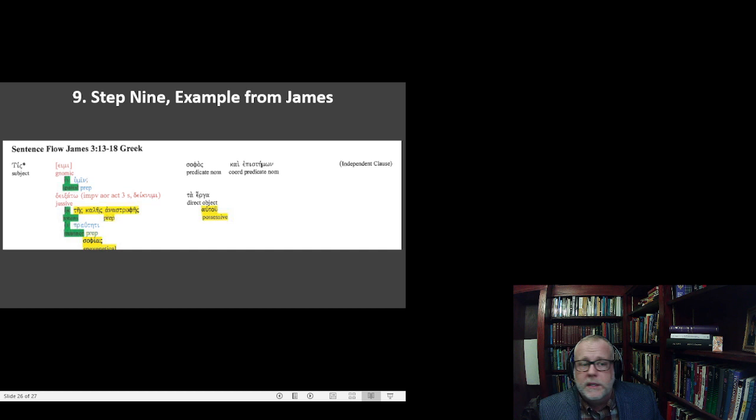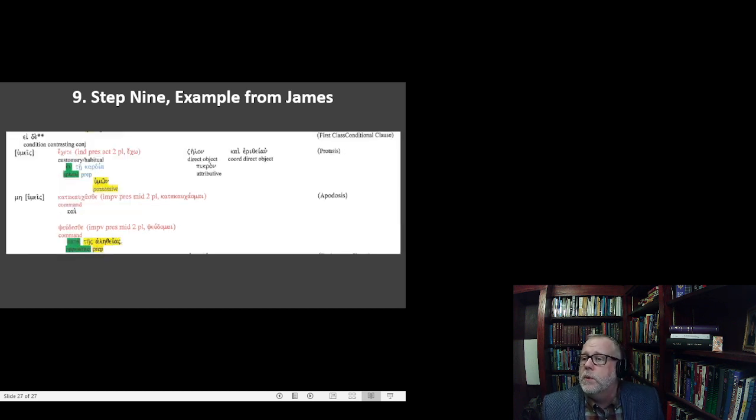seems like I didn't mark anything there, but you can mark things like manner here. Anytime you've got en plus the dative, it's often a manner adverb. There's other uses too. It could be locational, but it seems to be a manner for the action when you do something in meekness. All right.